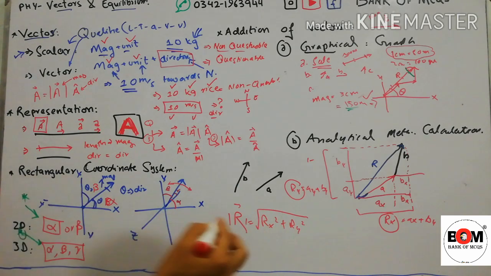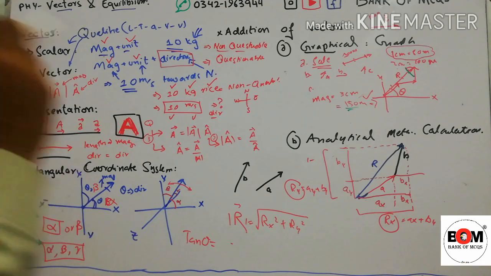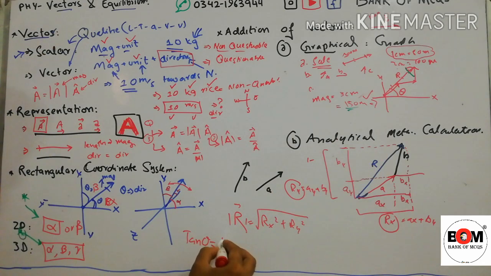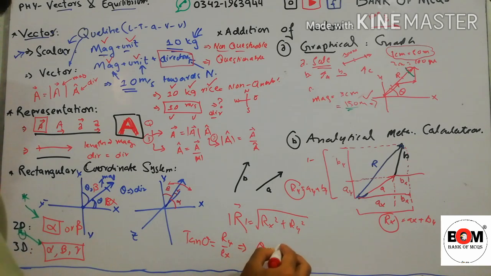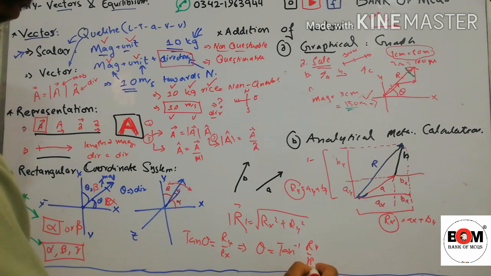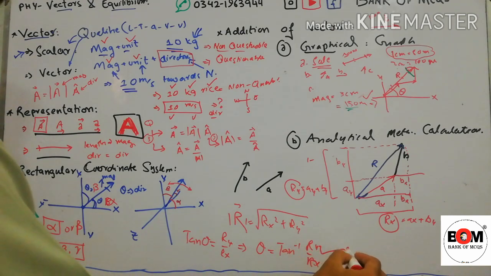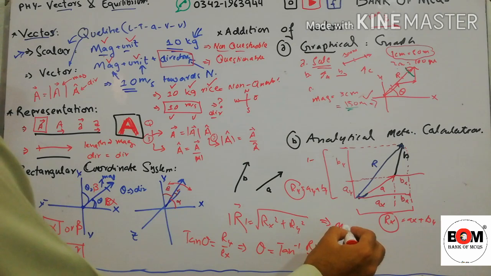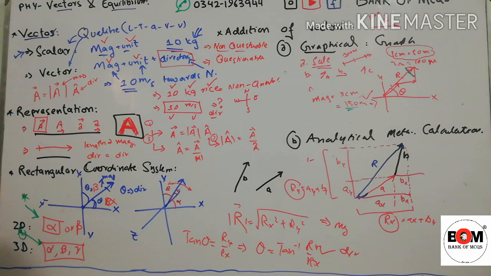To find the direction, we know that tangent theta is perpendicular divided by base, that is ry divided by rx. So theta is equal to tangent inverse of ry divided by rx. So this is the direction and this was the magnitude. So this was the addition of vectors.